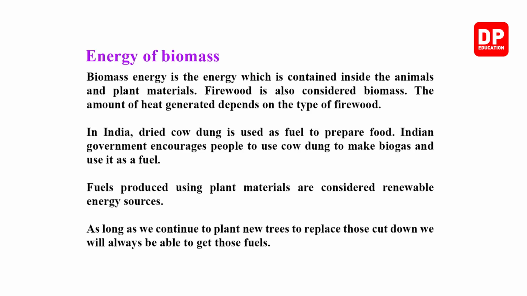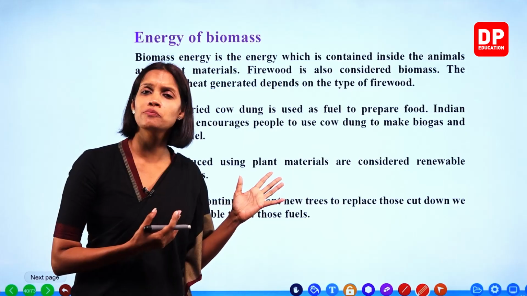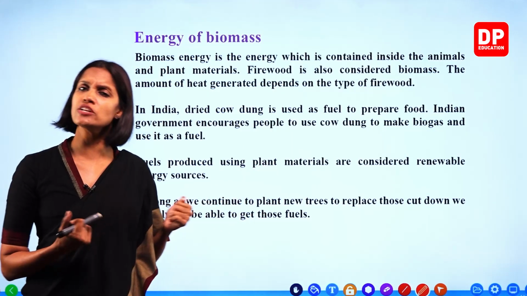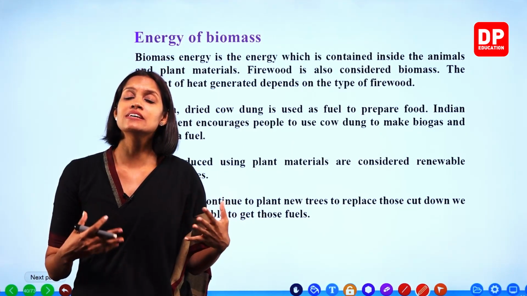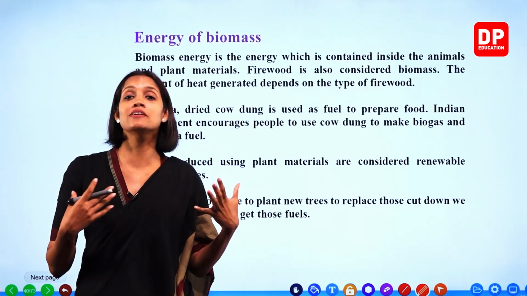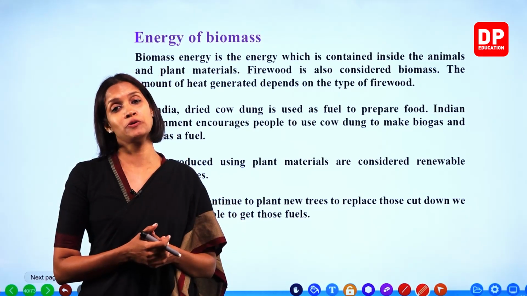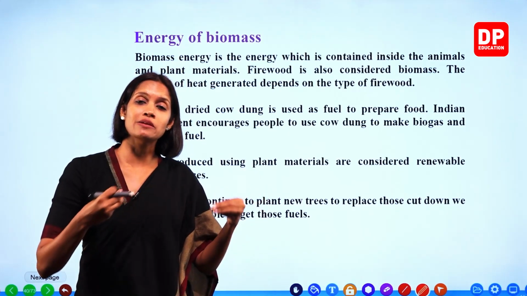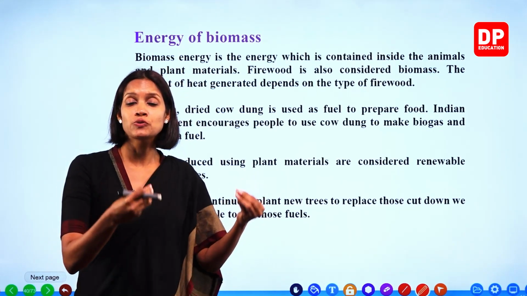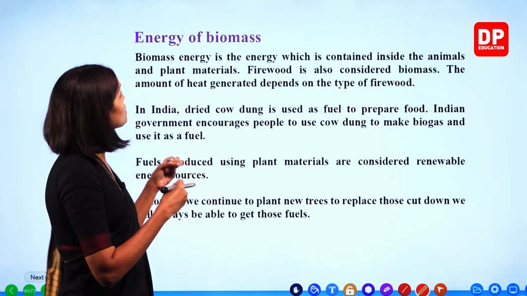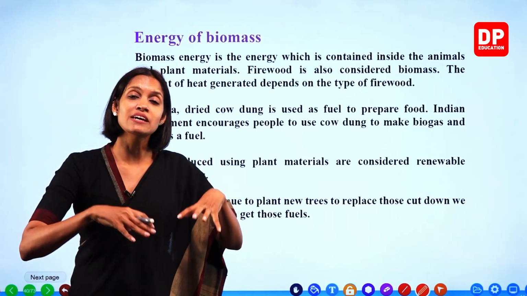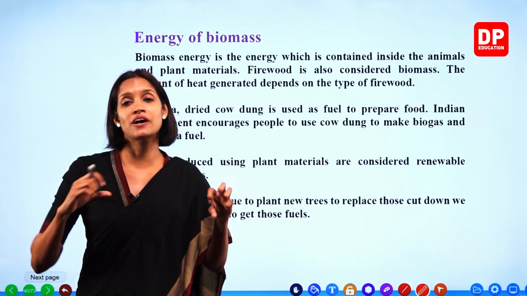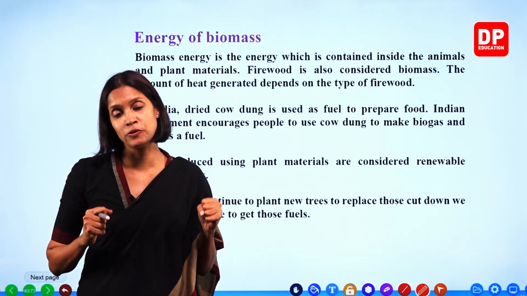Right. Now, as the next renewable energy source, we are going to learn about energy of biomass. Even about biomass, we learned in grade 6. What is biomass, children? The energy contained in plant and animal matter is known as biomass. Right? Biomass means plant or animal matter that can be used as fuels. Energy of biomass means the energy contained in any kind of plant or animal matter.